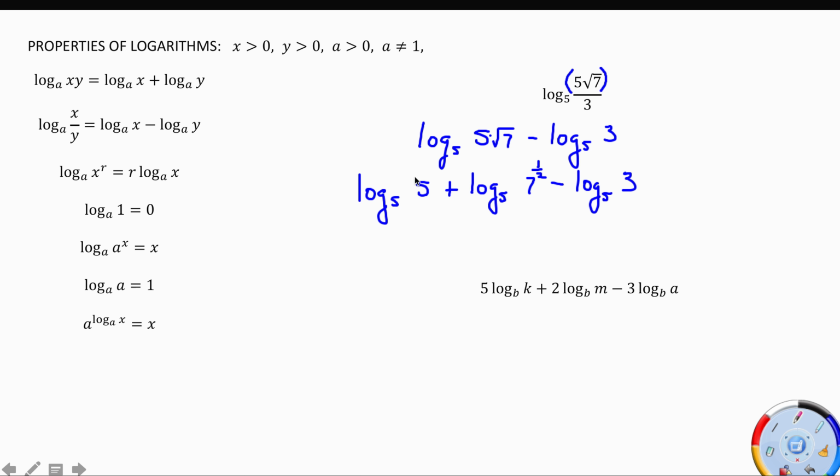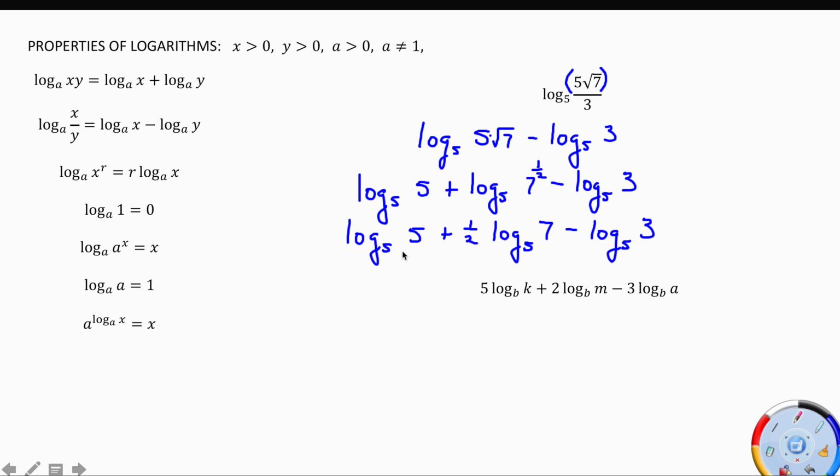So now I recognize I've got this going on inside this logarithm's argument, and my property tells me I can just bring that exponent out to the front. So log with base 5 of 5 plus 1/2 log with base 5 of 7 minus log with base 5 of 3. Now, once I have my argument as one single value, I'm finished expanding.